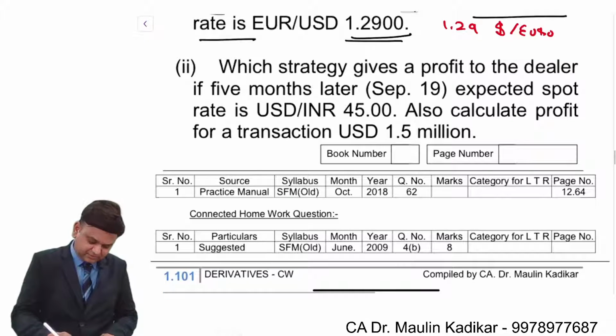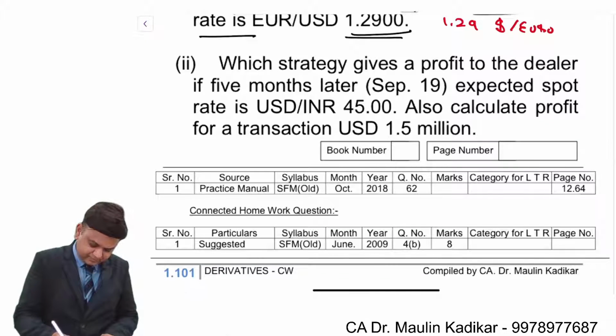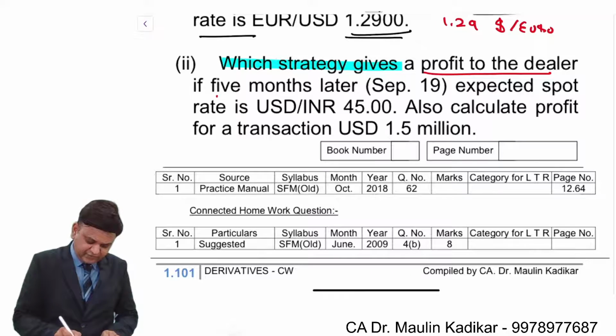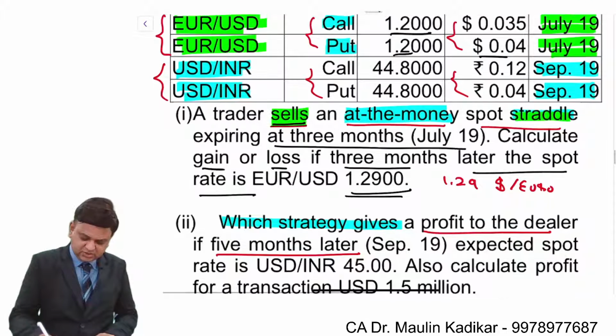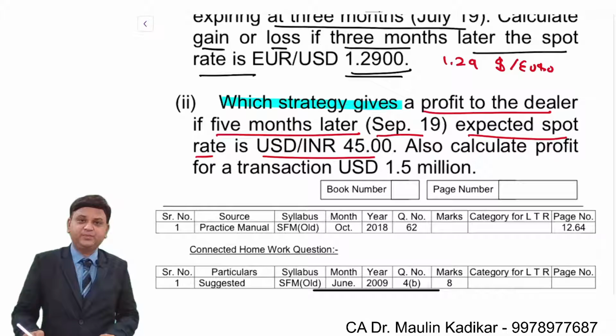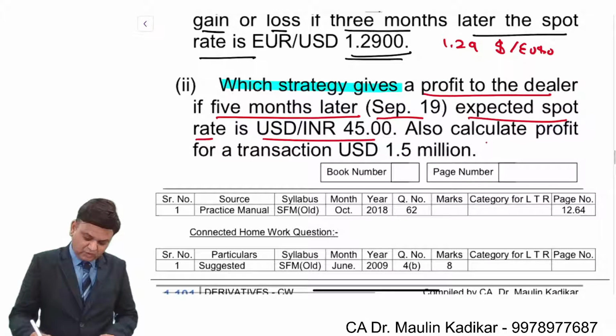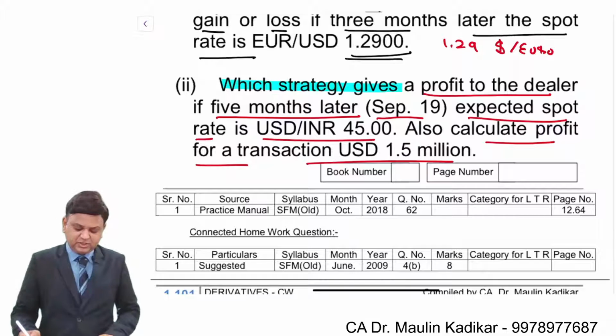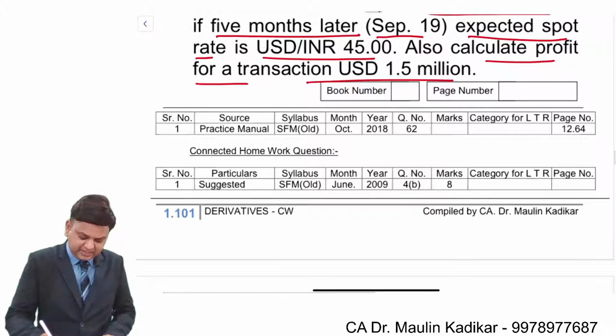Second part of the question. Which strategy gives a profit to the dealer if 5 months later, that is on 19 September, expected spot rate is 45 rupees per dollar. Also calculate the profit for a transaction of 1.5 US dollar million, that is 15 lakhs dollar.